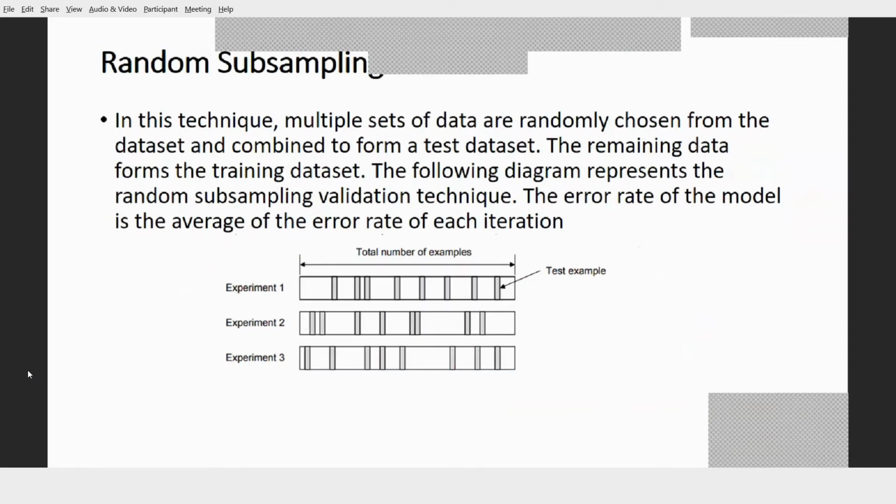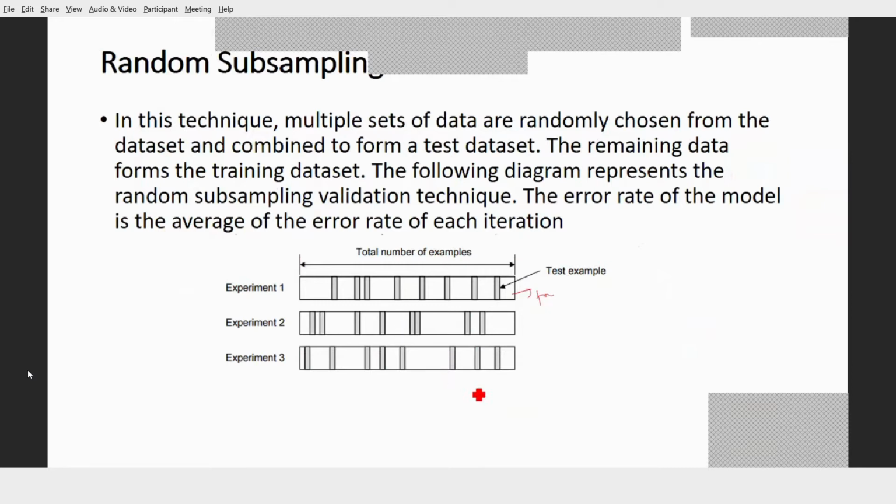Now, random subsampling. In this technique, multiple sets of data are randomly chosen from the data set and combined to form a test data set. The remaining data forms the training data set. Here we can see the random samples which are collected, and this becomes the test set, and whatever is left is used for training. And similarly, we do it a second time, a third time, and so on.